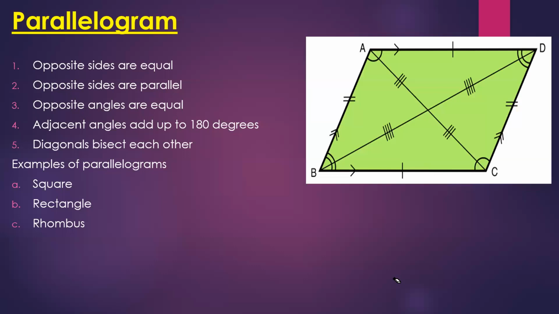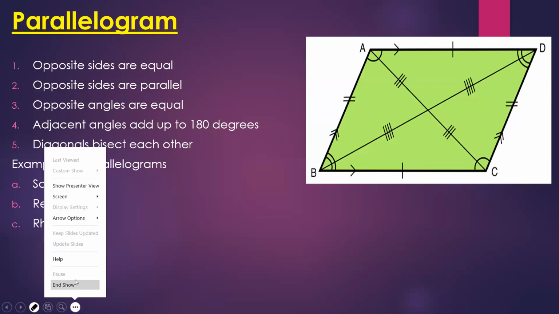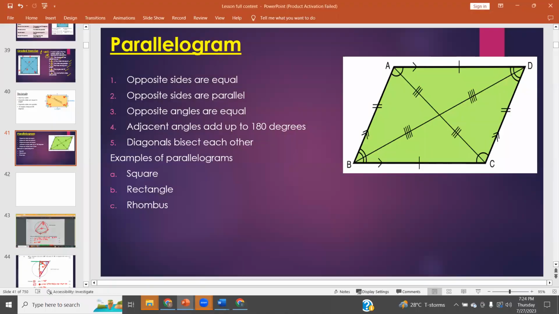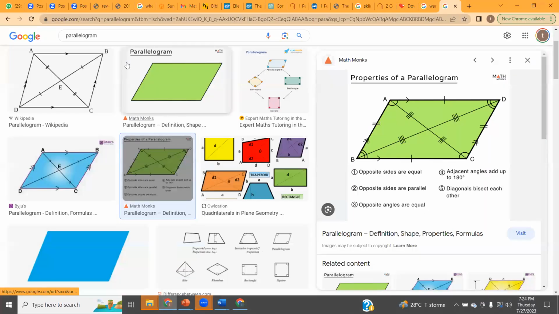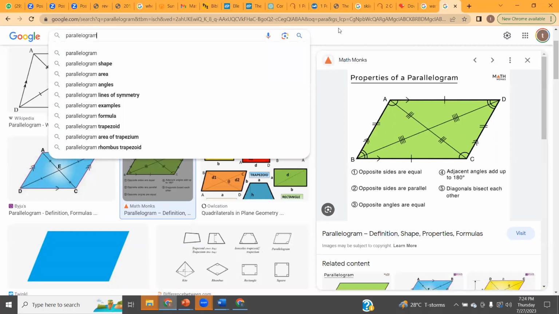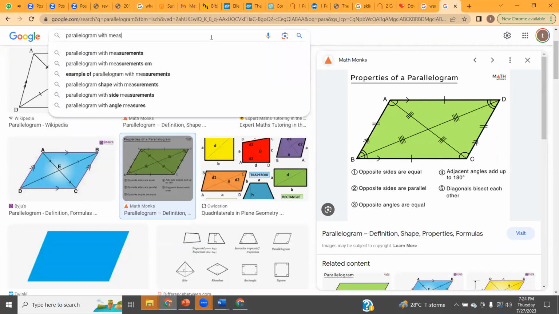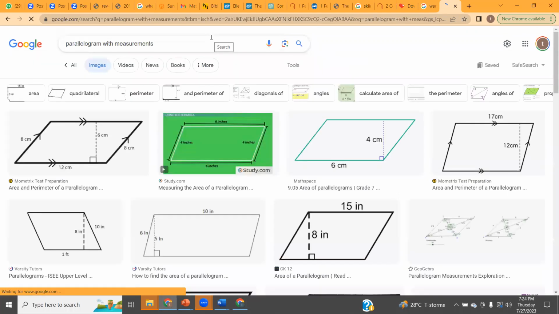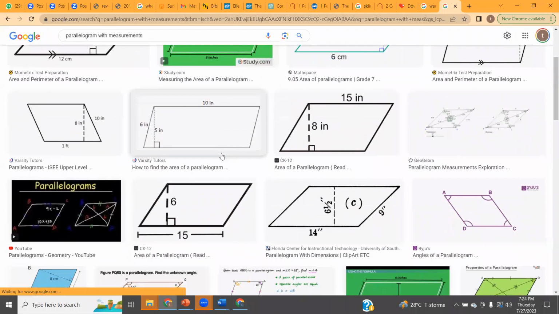All right, so I want us to look at two things. The first thing I want us to look at is just looking at a parallelogram with actual measurements. I think that is important for us before we even go on to a rhombus. Just look at a parallelogram with actual measurements. So just want you to see how it's gonna look.